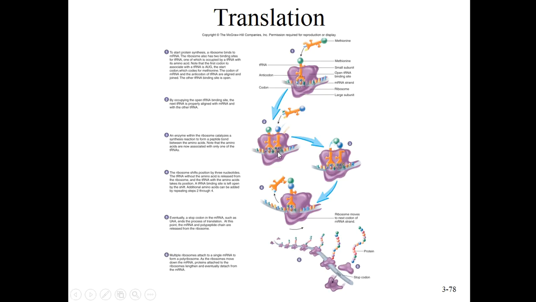Then, reading the next three-letter pair, the next codon, C-U-G, it matches it up with the next anticodon, G with C, A with U, C with U. So this one is GAC, and this one brings in a different amino acid. Let's call it phenylalanine. Now here's the beauty of the ribosome, people.